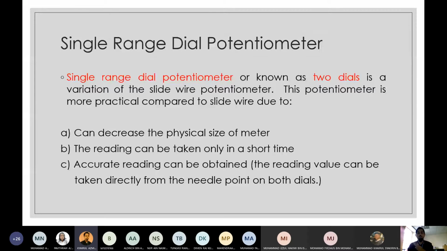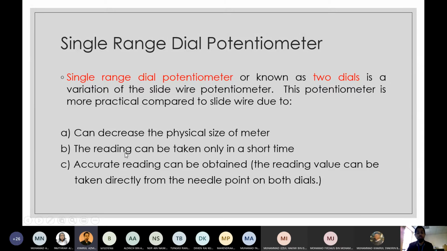Okay, we talked about the slide wire, which is long. Now we talk about another type of potentiometer, which is called the single range dial potentiometer. It has 2 dials as a variation of the slide wire potentiometer. The advantage of using a single range dial potentiometer is it does not require a long or large size. We can decrease the physical size of the meter.